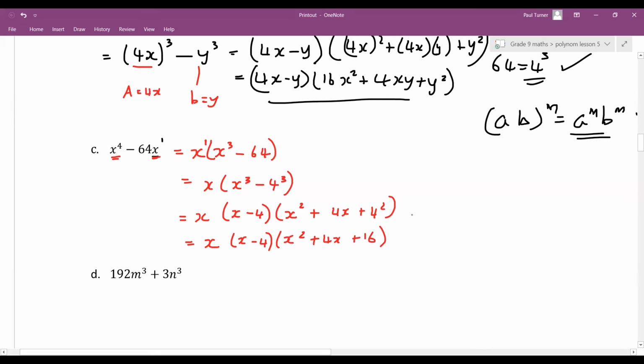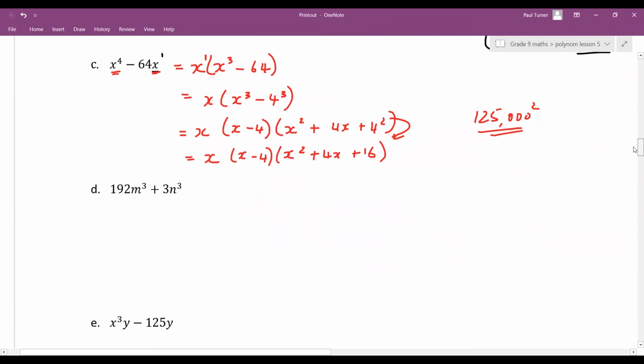So when we have small numbers, we normally change the power to the whole number. But if you had 125,000 squared, okay, you can leave it like that because the number will be way too big to write out. It'll be many digits. So if it's a small number like 4, 5, 6 squared, you can write it as a whole number.